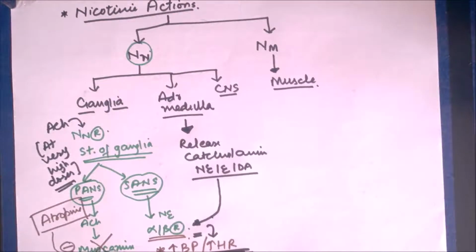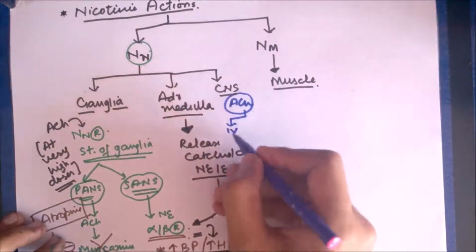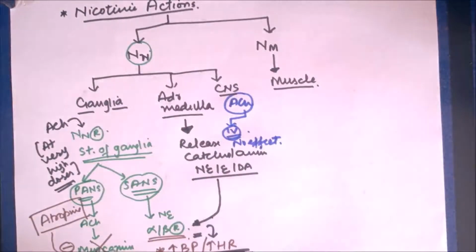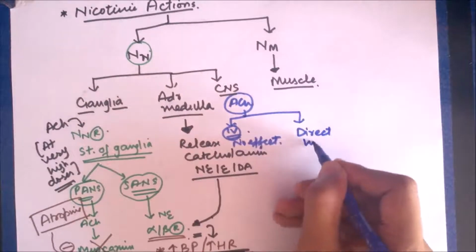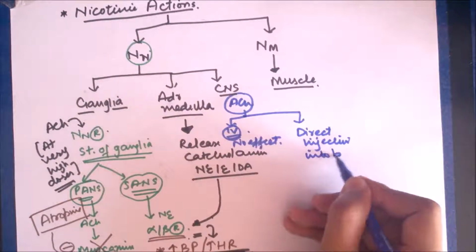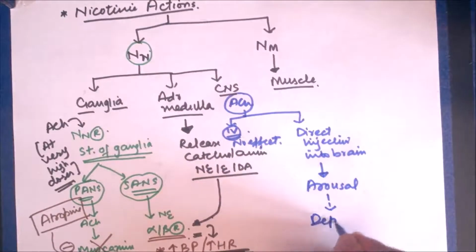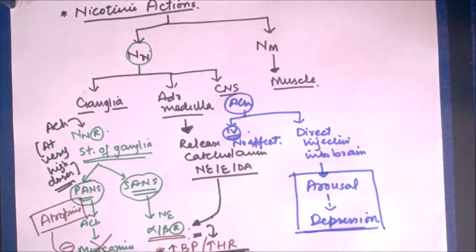Now, the action of acetylcholine in the central nervous system. First of all, if you give acetylcholine by intravenous route, it's not going to produce any central effect because it cannot penetrate the blood-brain barrier, as it's lipid insoluble. However, if it is directly injected into the brain or given by intrathecal route, then it's going to produce arousal followed by immediate depression. So this is the effect of acetylcholine on the central nervous system.